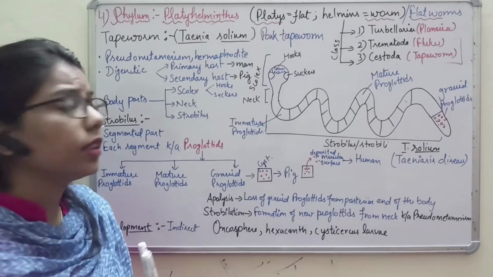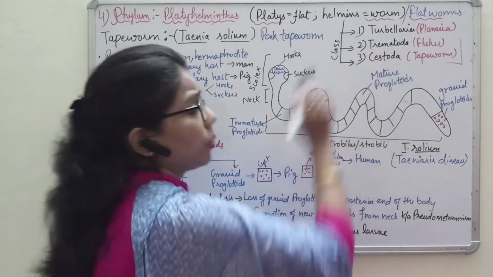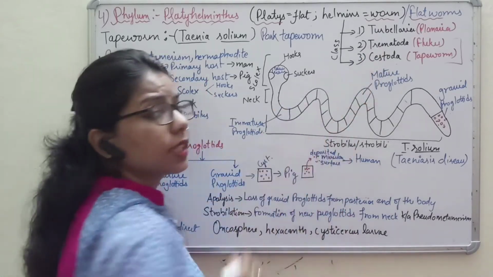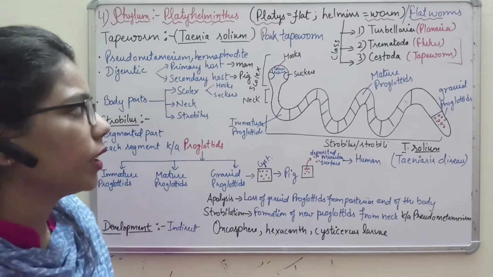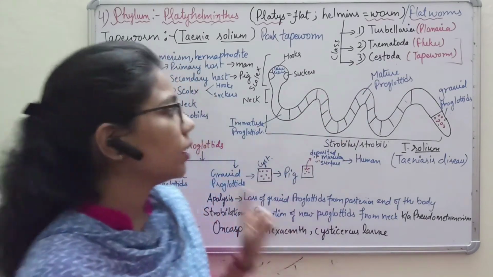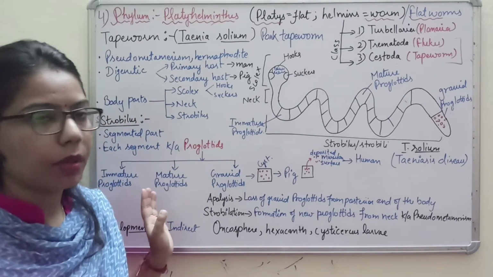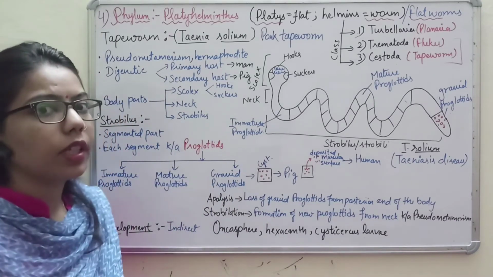We will discuss another example of the class Trematoda. Okay, sorry, of the Cestoda. In this we will discuss the tapeworm. After that we will discuss the fluke, but this tapeworm is important from the examination point of view. So firstly we will cover that one.